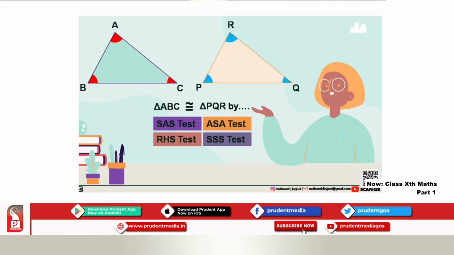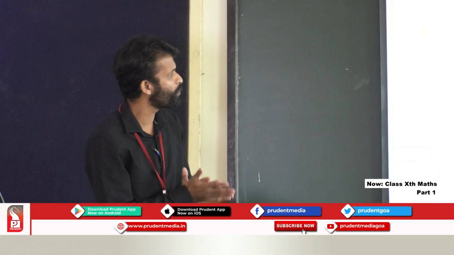Now, a triangle is basically made up of 3 sides and 3 angles. So total 6 ingredients are required to make a triangle, right? So 3 sides, 3 angles. Same way, if I have another triangle, that triangle will also have 3 sides and 3 angles. Now, let me give some names first. So I have triangles ABC and PQR.